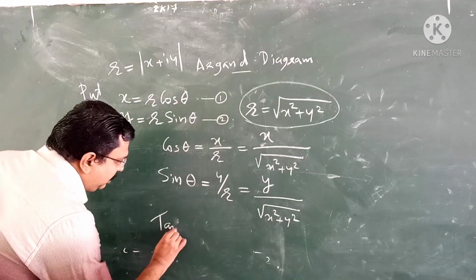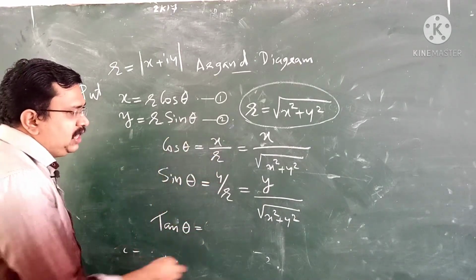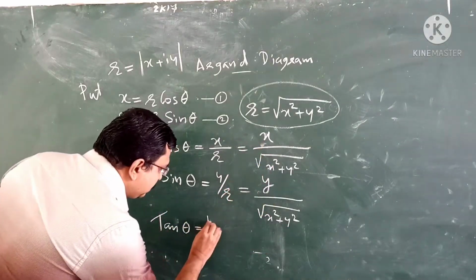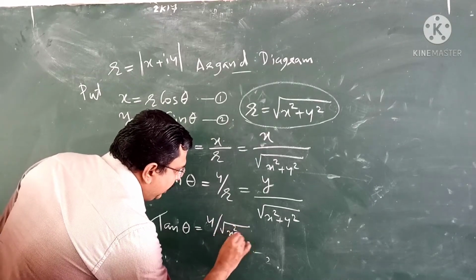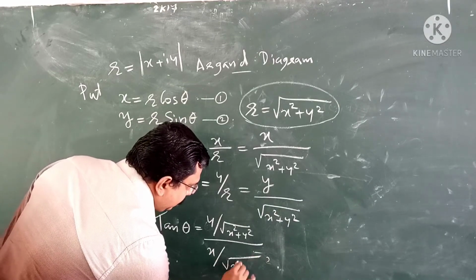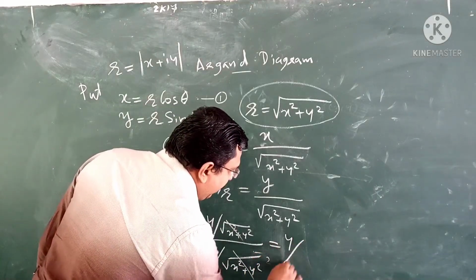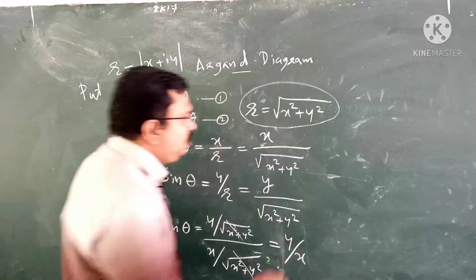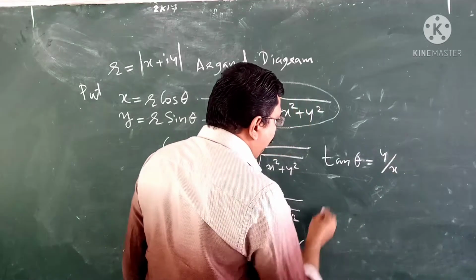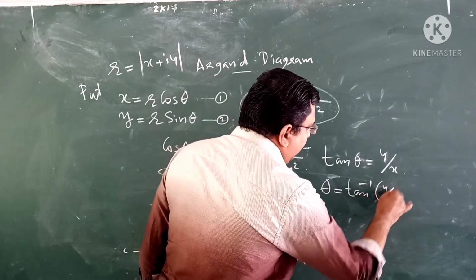Then what is our tan theta? We know that tan theta is sin theta by cos theta. Sin theta is y by root x square plus y square, divided by x by root x square plus y square. These two terms cancel, the remaining is y by x. That is our tan theta. Tan theta equal to y by x. Therefore, we can write theta equal to tan inverse y by x.